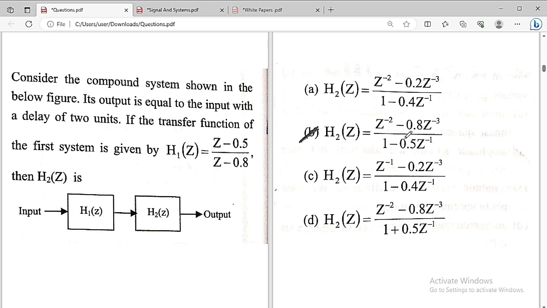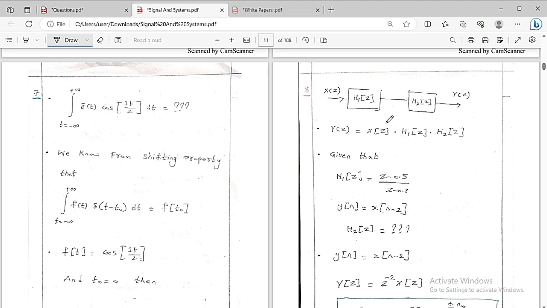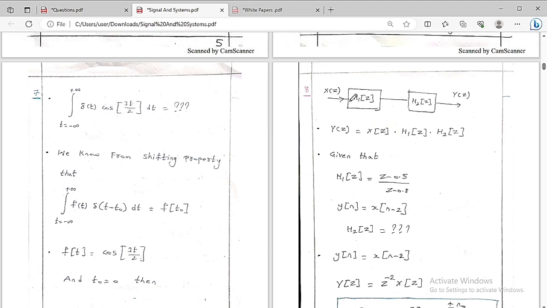So this is the correct solution of this question. So let's solve this numerical. This is the overall system we have been given. It's a component system, or the cascade system. If you want to write it in the discrete time domain, how are we going to write it? We are going to write it like this.